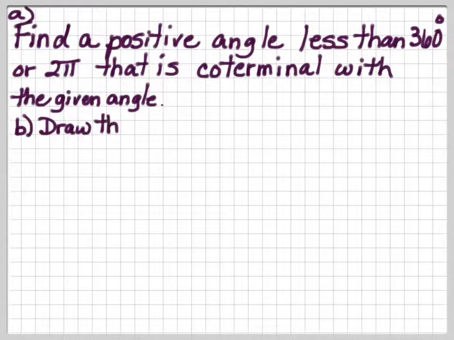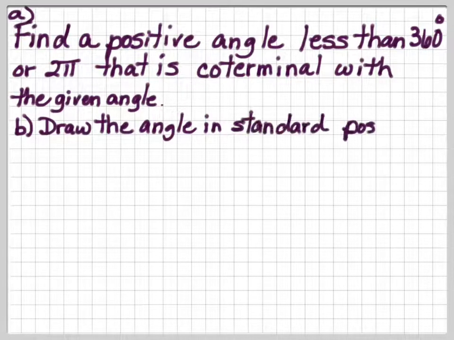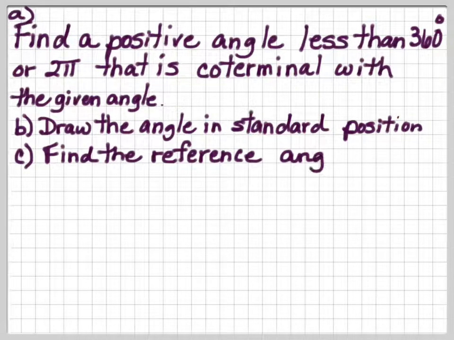The second part is draw the angle in standard position, and that would be between 0 and 360 or 0 and 2 pi. And the third thing is find the reference angle. If the angle is more than 90 degrees, then you find the reference angle, which is the angle that goes from the terminal side of the angle to the x-axis.